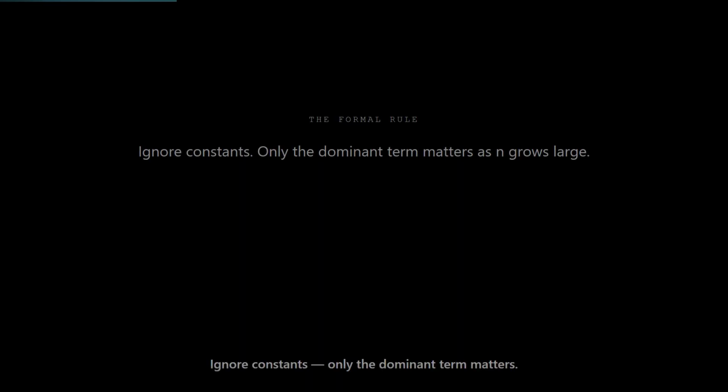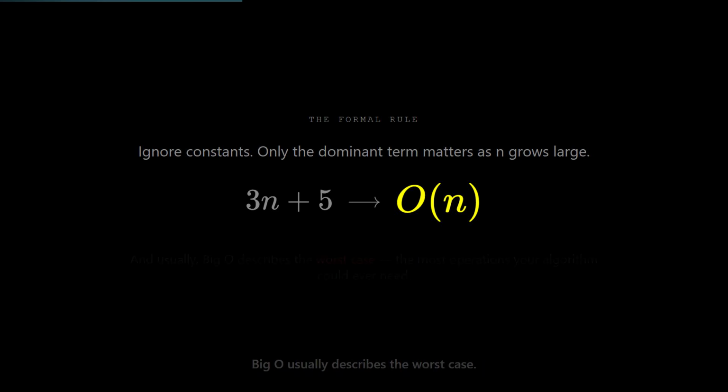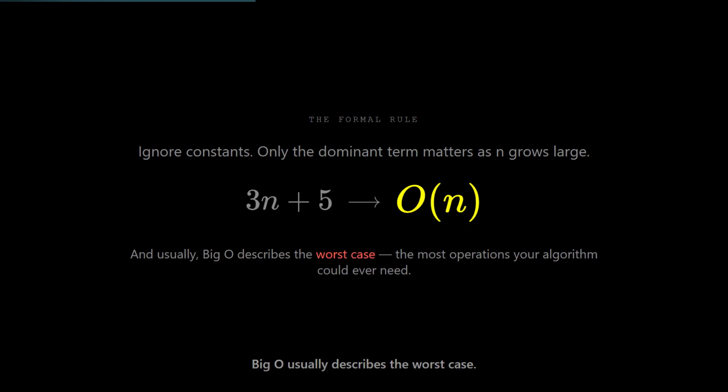Here's the formal rule. We ignore constants and we only care about the dominant term as n grows large. 3n + 5 operations, we just call that O(n). The 5, and even the 3, don't matter at scale. And usually big O describes the worst case, the most operations your algorithm could ever need.